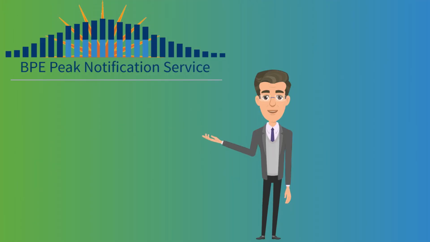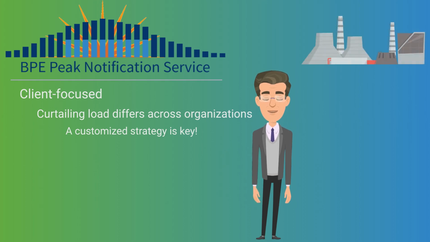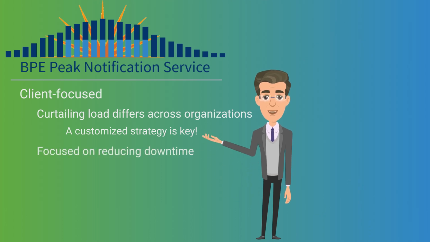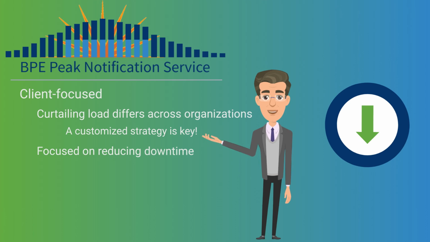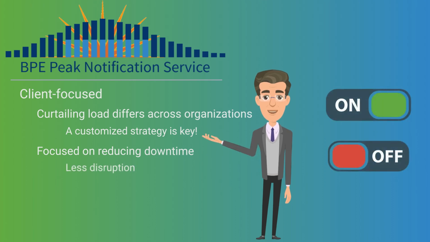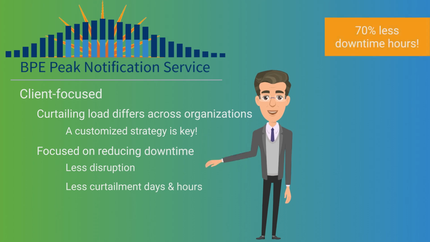What makes Best Practice different when it comes to this service? Well, we're client-focused. We recognize that curtailing load differs across organizations. We even know that it differs within an organization, but at different plants. Some plants are busier than others. Some have peculiarities to the manufacturing processes where it's more difficult. But we recognize those differences and we work with you. Our number one priority is being focused on reducing the downtime. Less downtime for you means more product that's produced, less disruption maybe in your operation. And we do that by being very careful when we request that you curtail load. We do less days and less hours, a lot less.